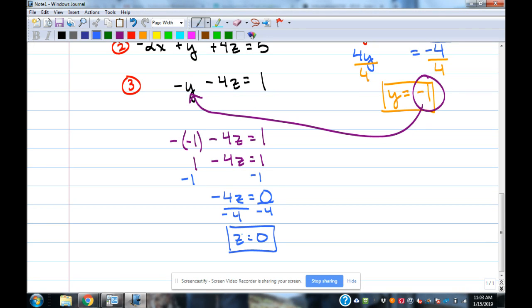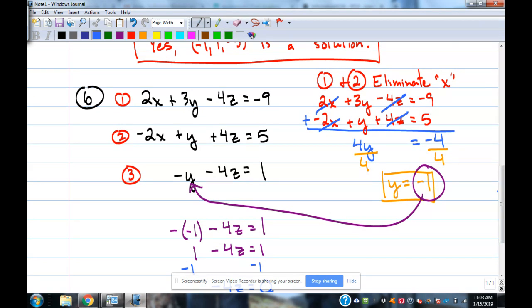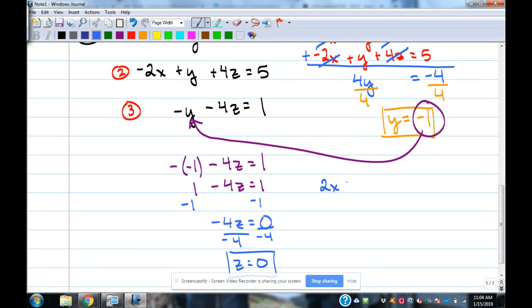Okay? So I'm going to take z is equal to 0 and y is equal to -1, and I'm going to plug those back in where? To one of those other equations that has all 3 variables in it so that I can find x. Because I need an equation that's got an x in it, right? So I'm going to plug those in. So 2x, I'm just going to the top one, plus 3 times -1 minus 4 times 0 equals -9. So I just went to the top one there. All right? 2x minus 3, 4 times 0 cancels out. Got -9 there.